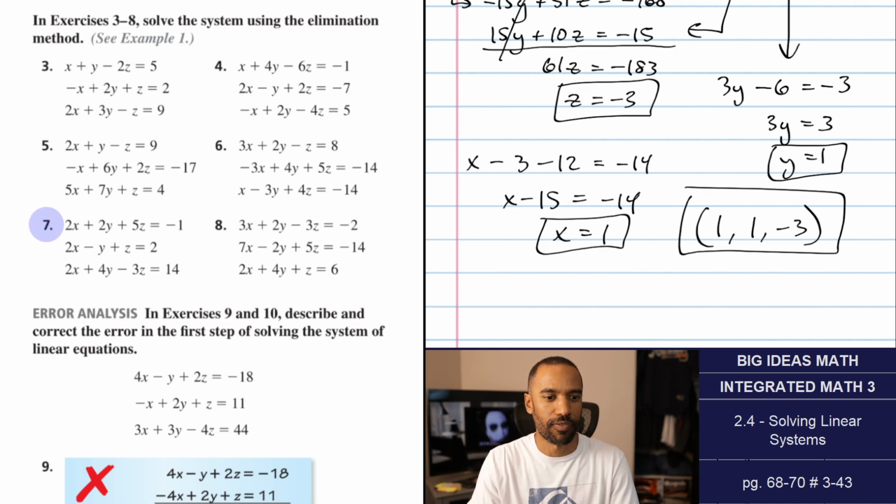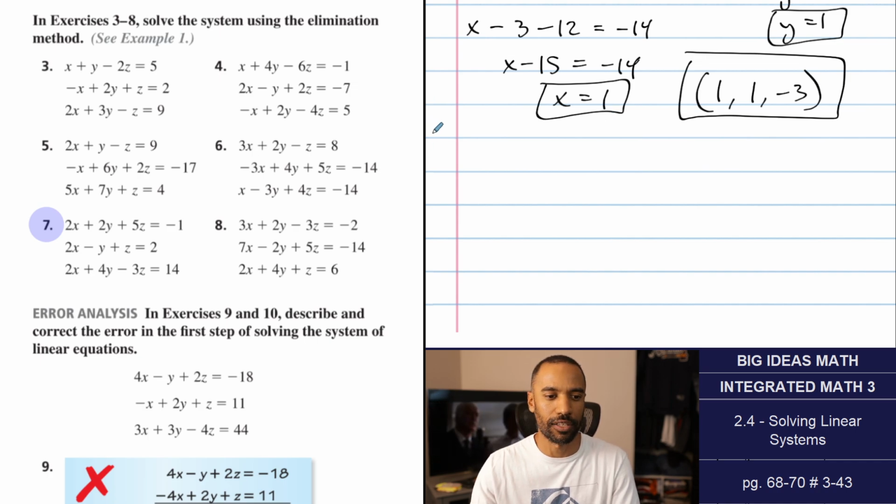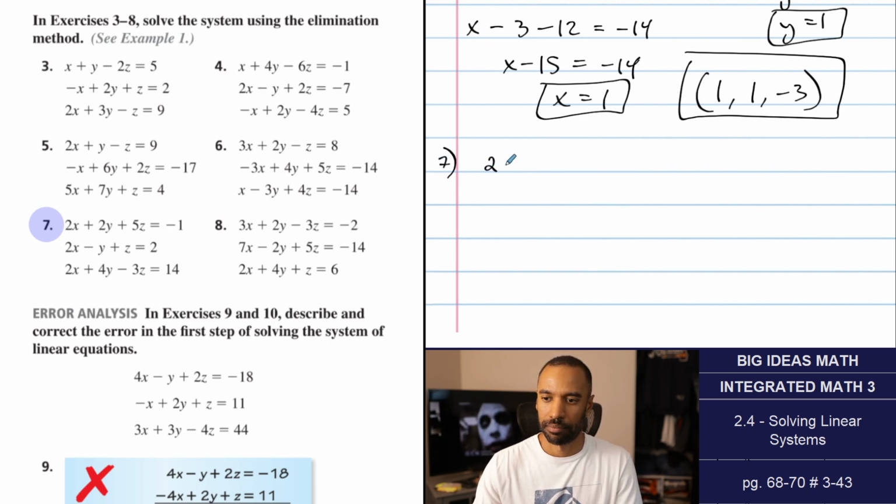2x plus 2y plus 5z equals negative 1. 2x. So all these have 2x's here. I feel like eliminating the x's by multiplying one of these by negative 1 will be the best or quickest course of action up front. And yeah, we've gone by eliminating x's before. Why not?